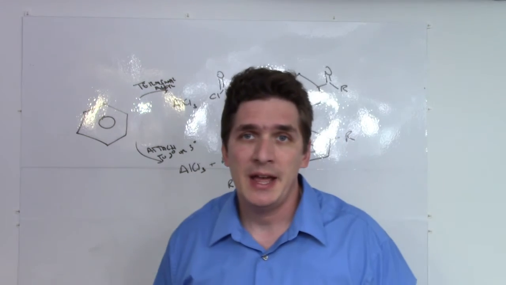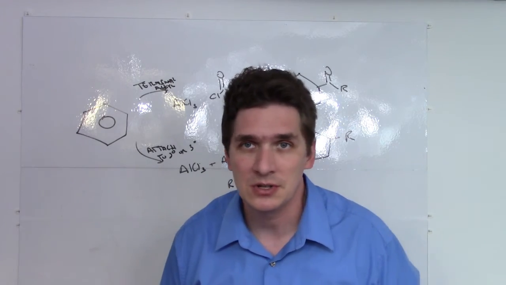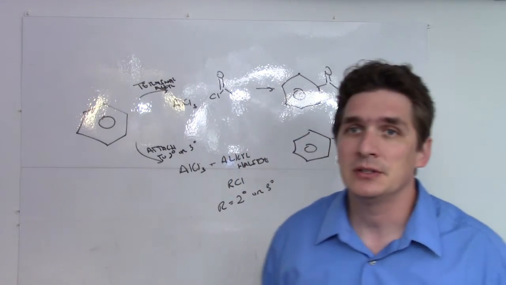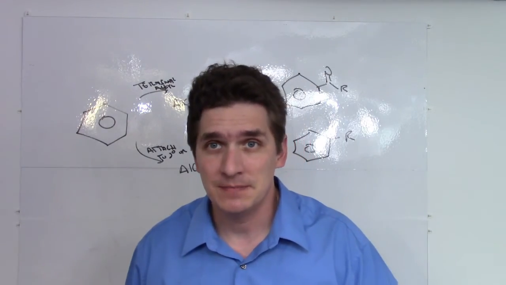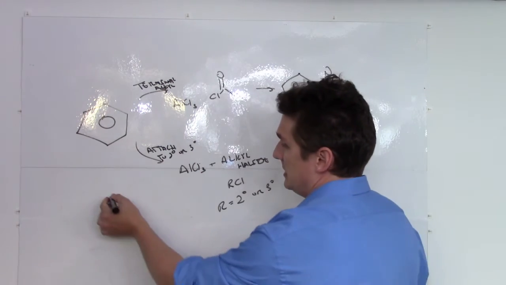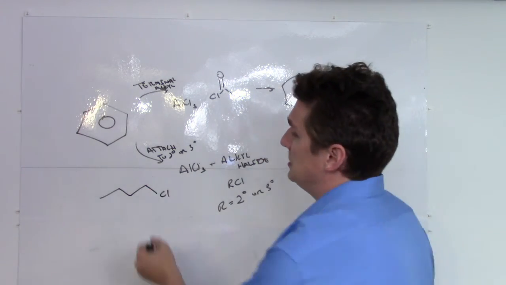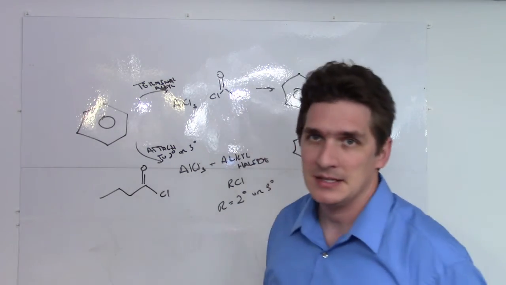If you're trying to attach an alkyl group and you're working with a secondary or tertiary carbon, in that case you can do Friedel-Crafts Alkylation. But again, it depends on what you're doing. If you were to do this with something like this, you could not do the alkylation. You would have to work with the acylation.